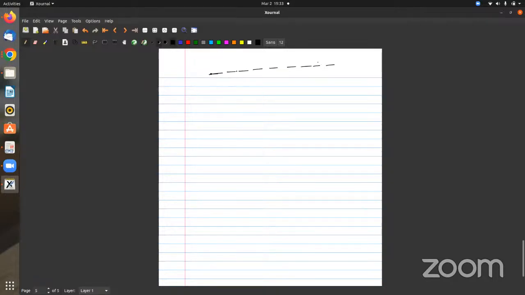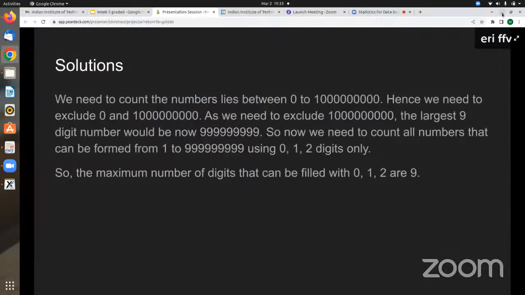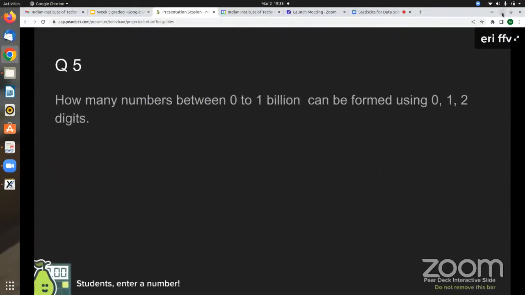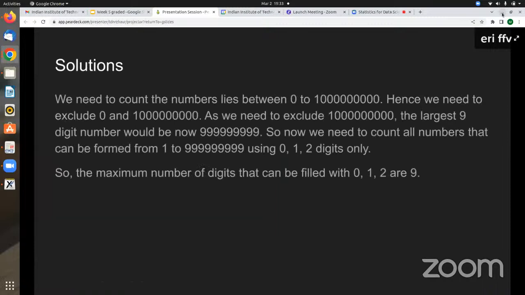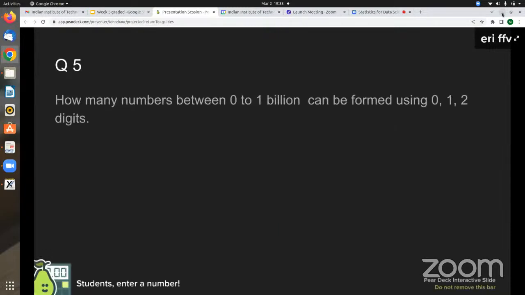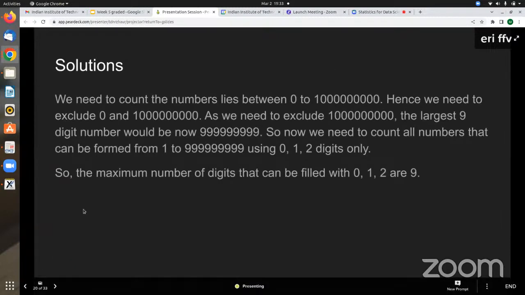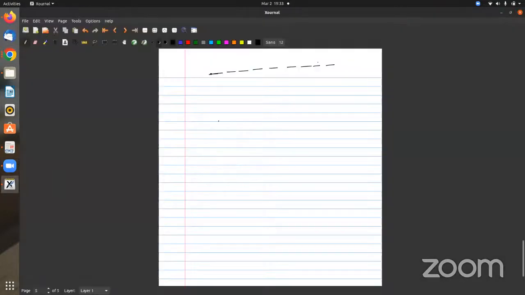No, I think you are right, sir. We cannot keep anything other than 0 on the first digit, because we need numbers from 0 to 1 billion. I think we can keep, because 1 billion is 1 followed by 9 zeros, right? If we keep 1 there, it becomes 1. No, we have to find all the numbers between 0 to 1 billion. So we can keep 0 or 1 there.